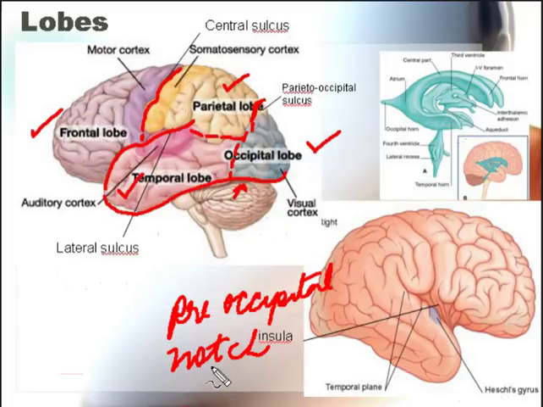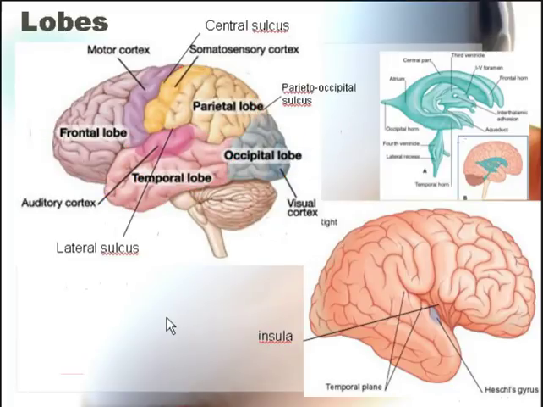So that's how we divide the lobes. We use the central sulcus, bring it down to the lateral sulcus, extend the lateral sulcus backwards, and it joins a line which goes from the parieto-occipital to the pre-occipital notch. So that's how we have these lobes.